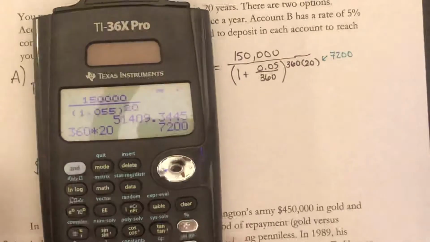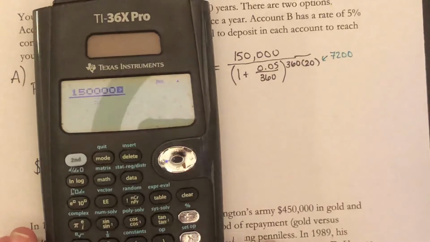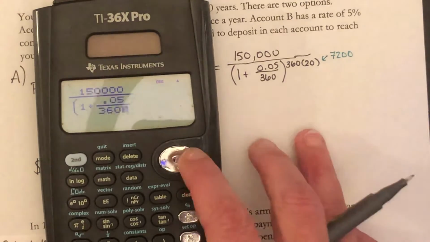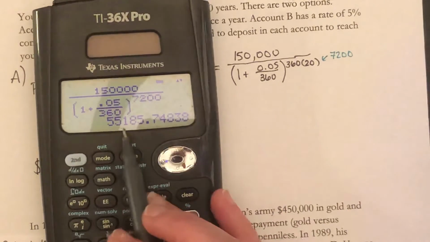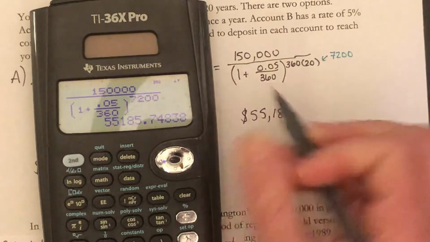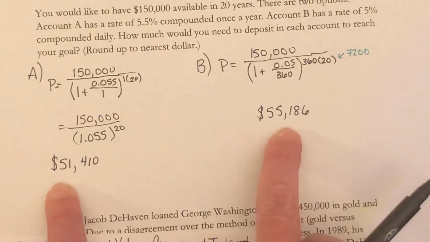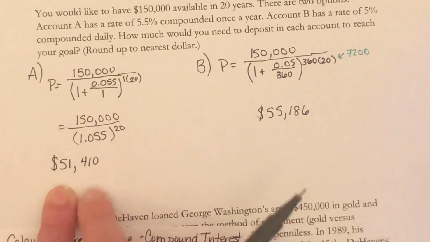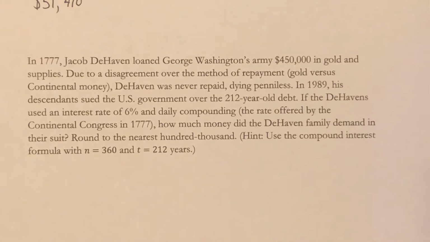Okay. So I'll enter it all directly. And we get 55,180, round up, 6. So for the first option, we would have to invest this much to reach our goal. And for this one, we would need to invest more. So I'm going to do this one because it means I can put in less money up front.